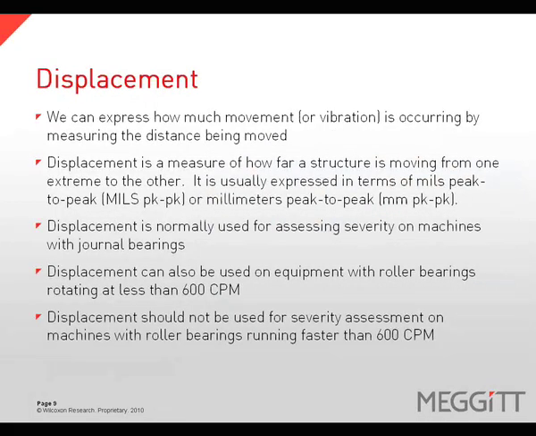We can express how much movement or vibration is occurring by measuring the distance being moved, or displacement. Displacement is a measure of how far the structure is moving from one extreme to the other. It is usually expressed in terms of mils peak to peak. Displacement is normally used for assessing severity on machines with journal bearings. Displacement can also be used on equipment with roller element bearings rotating at less than 600 cycles per minute. Displacement should not be used for severity assessment on machines with roller element bearings running faster than 600 CPM.